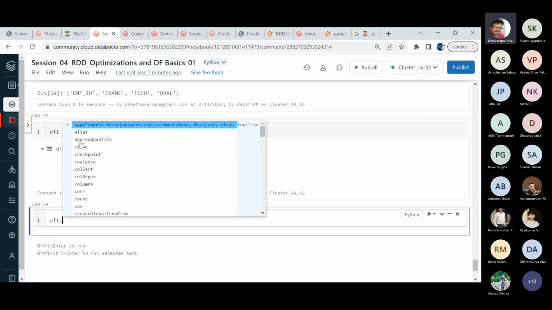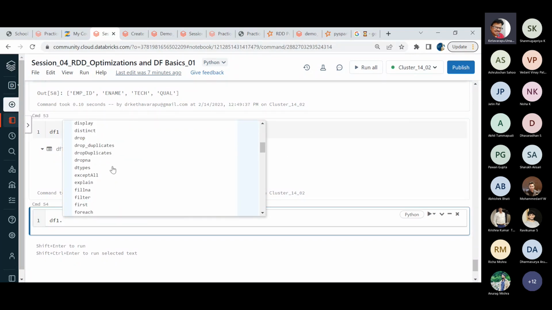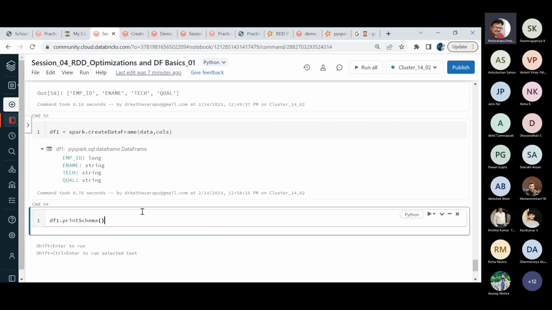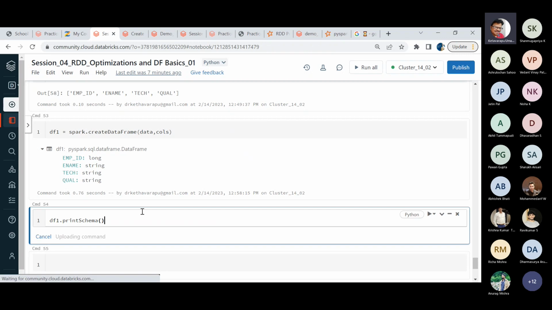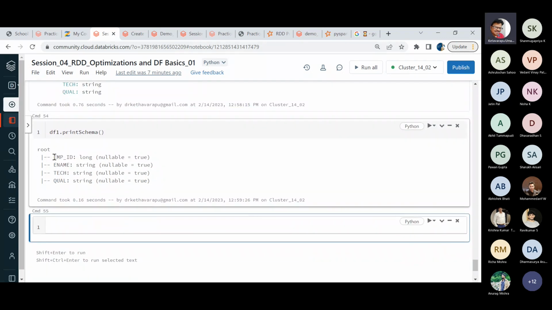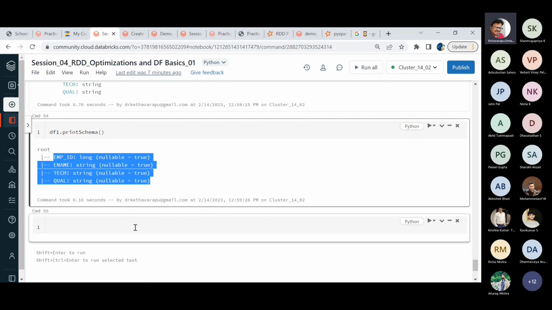Now for all these conventions, there are certain options I can use. One such option is printSchema. Just now we have seen what exactly the schema is. A database developer, or anyone with a SQL and PL/SQL background, can easily observe what the schema is, the overall design of the database. Similarly, here also the schema tells you the column name and the data type, all these kinds of conventions.